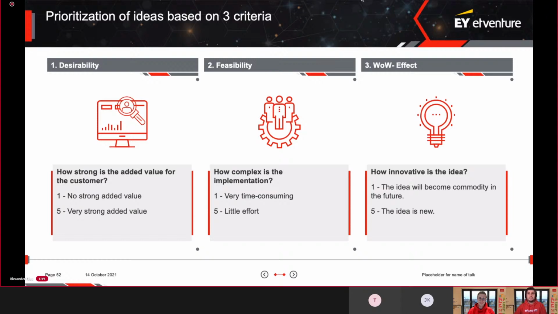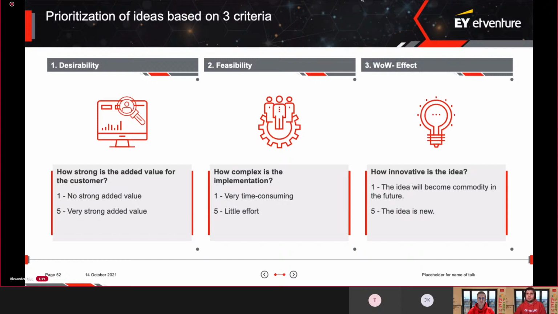So desirability, you add some numbers to your ideas. How strong is the added value for the customer, and when you judge your idea, put a 1, no strong added value, or put a 5, a very strong added value. You can even choose between 2, 3, or 4 to sort your ideas. Maybe you start with the idea that has the not strongest added value, and think about which idea has the strongest value, and then prioritize every other idea between those.